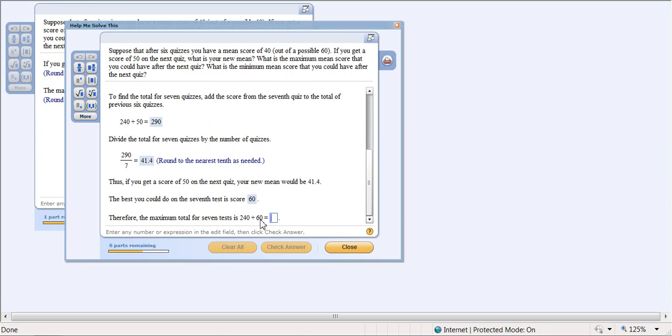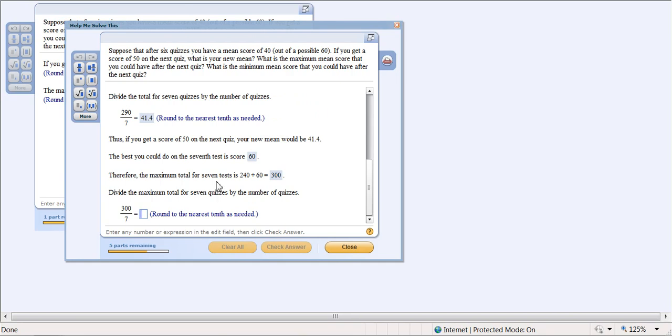and then we add 60 to it. So we get 300. Man, we did great. So we move on, and we're going to take that 300 divided by 7. Again, this is the 6 scores here. We're letting the 7th score be 60, so when we add them up, we get 300 divided by 7, and we're going to end up with 42.9.